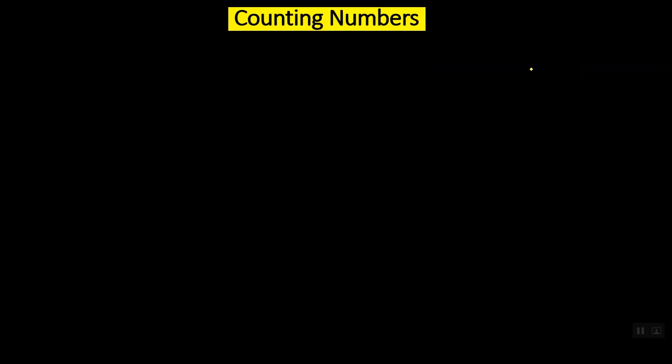Now, counting numbers. Counting numbers are the subset of whole numbers which excludes 0. So any positive number excluding 0 is said to be a counting number: 1, 2, 3, 4, 5. Another word for counting numbers is natural numbers.